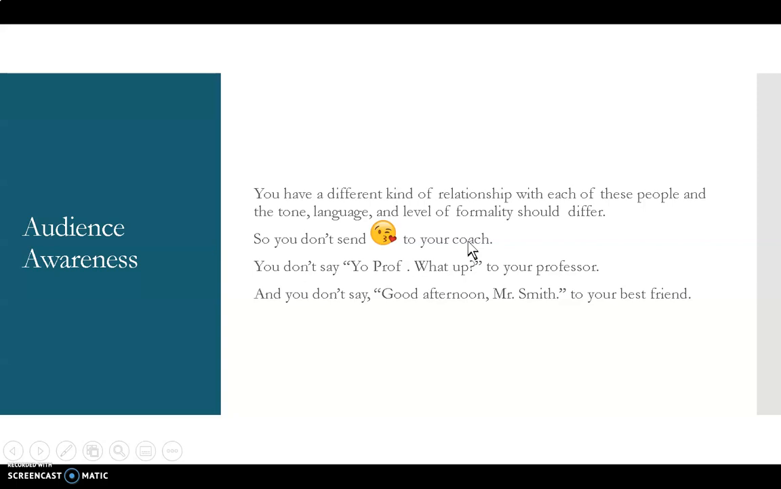So for instance, thinking about different audiences, where you could put a kissing emoji in a text to your girlfriend or boyfriend, you probably don't need to include it in a text to your coach. And while you may say, "Yo, what up," to a friend, you probably don't need to address your professor that way. You need to address your professor more formally than that. So we always need to be aware of what is appropriate for that audience.